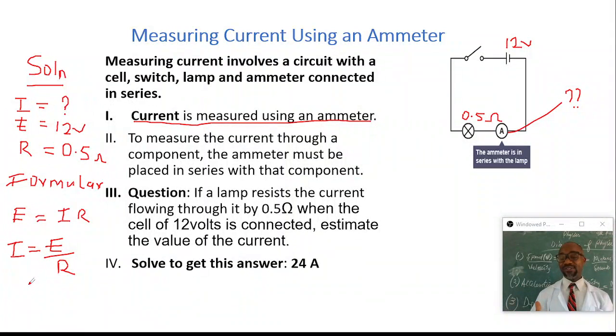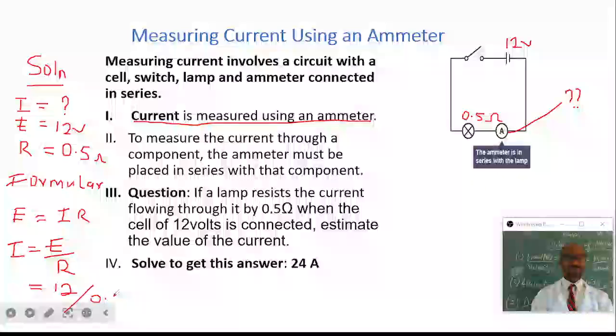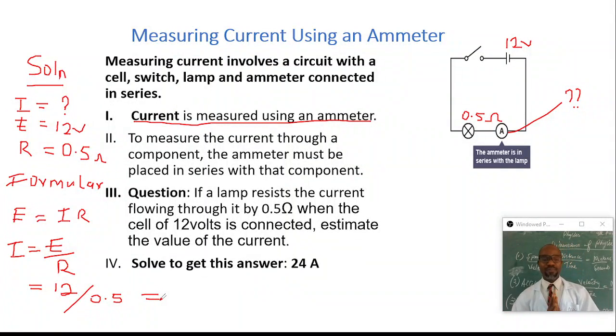By the time we substitute, we find the remaining aspect of our question. So how do we substitute? Quickly, the value for E is 12 volts, all over the value for R, which is 0.5. And that gives us, how do we solve this now? Very simple. We are going to simplify this further so that you understand how we got 24 amps in the first place. All right, very interesting.